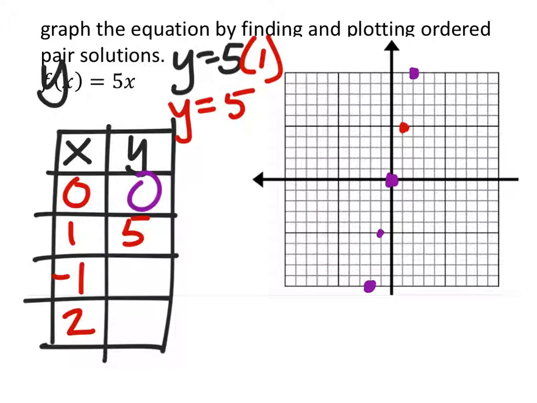And then I just draw a line through the points. There is my line. It goes on forever, so I'll put some arrows on the end. It's kind of pretty.